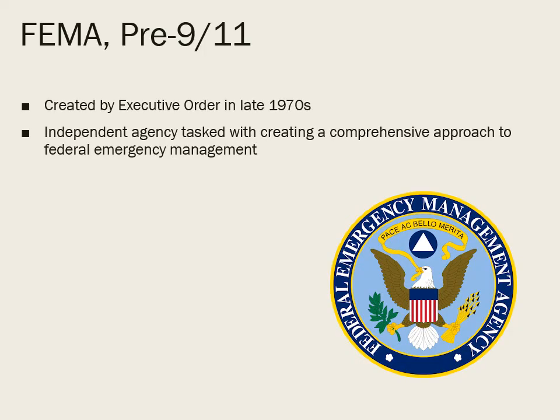So before September 11th, 2001, FEMA was created. It was in the late 70s. And it was created by an executive order, as an independent agency by President Carter. FEMA was tasked with creating a comprehensive approach to federal emergency management. So there was both an executive order and a reorganization plan from the late 70s, and basically FEMA then assumed emergency management functions that had been scattered across the whole federal government. So it consolidated them in one place.